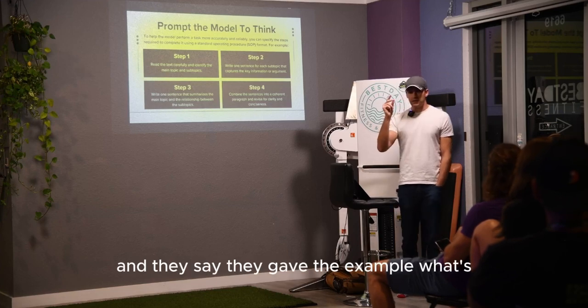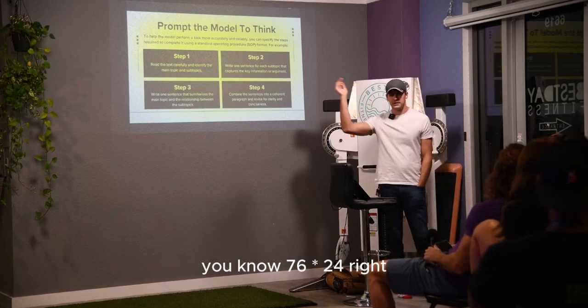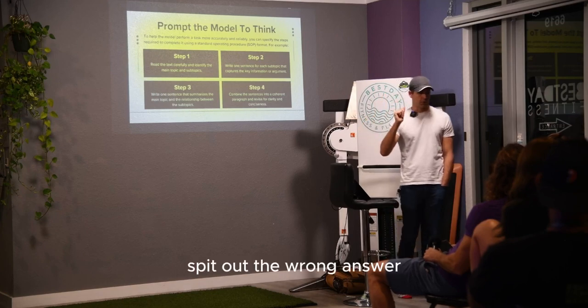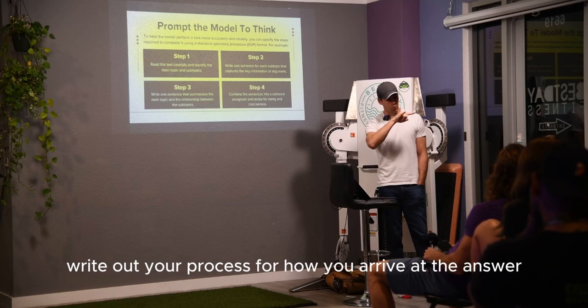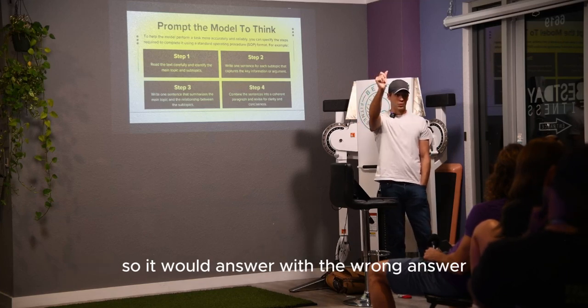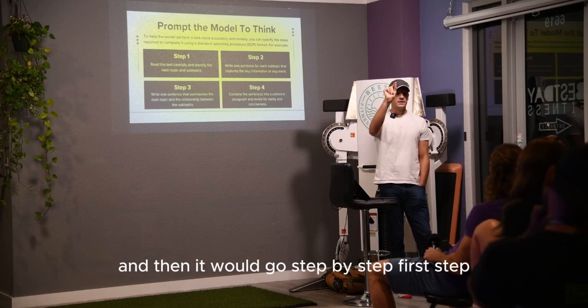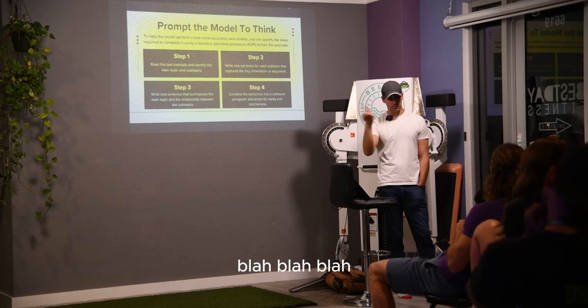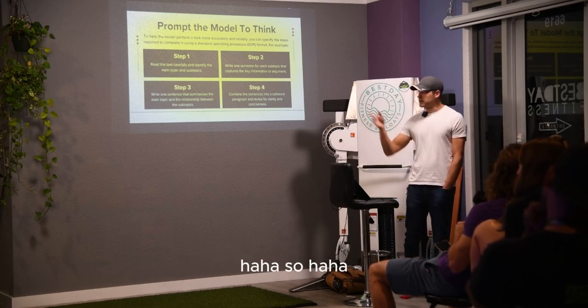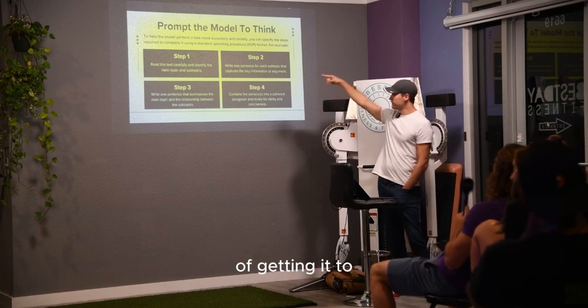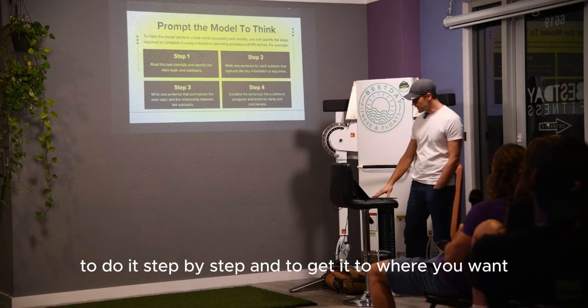And they gave the example, what's 76 times 24, right? And it spit out the wrong answer. But it did the same thing when asked: what's 76 times 24? Write out your process for how you arrive at the answer. So it would answer with the wrong answer at the very top of the prompt, and then it would go step by step. First step, add this plus this, then divide, and so on. And at the bottom, it was the right answer. So that's the kind of proof of getting it to do it step by step and to get it to where you want, right?